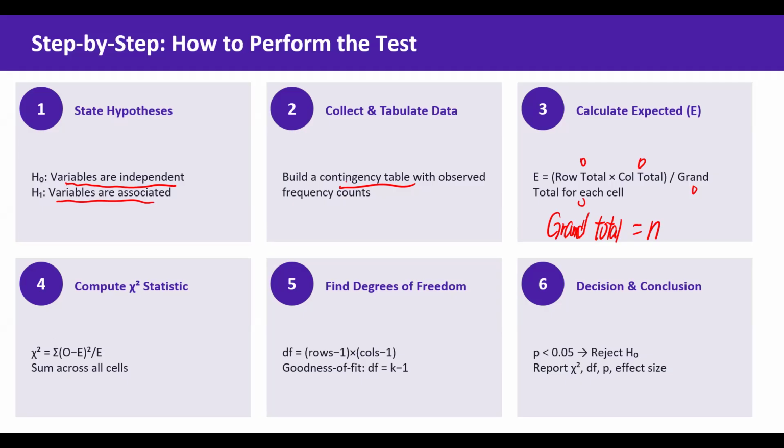After that, we calculate the chi-square statistic. So chi-square is the sum of the observed frequency minus expected frequency, squared, divided by expected frequency. We sum up all cells. And then find the degrees of freedom. For the test for independence, degrees of freedom is number of rows minus 1 times number of columns minus 1. For goodness of fit, degrees of freedom is k minus 1.